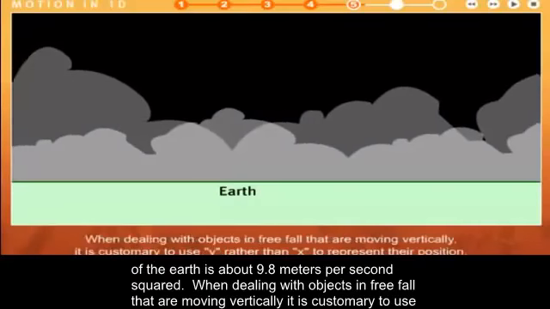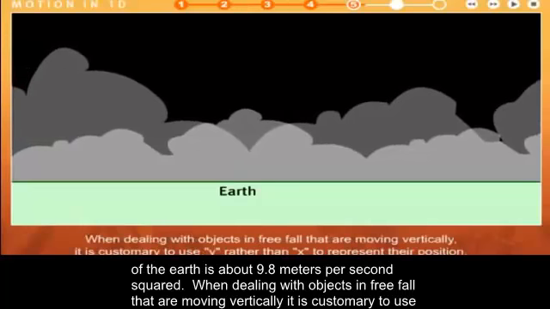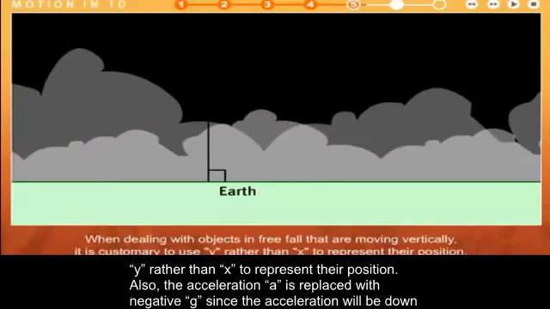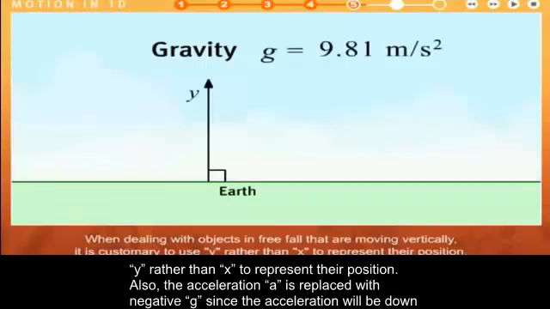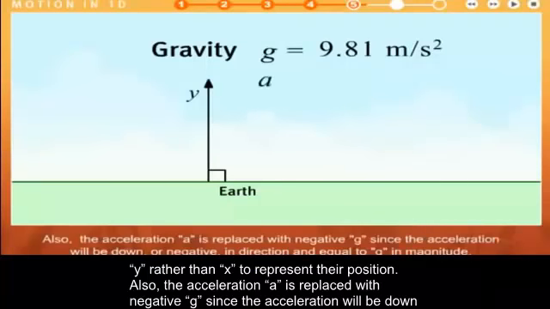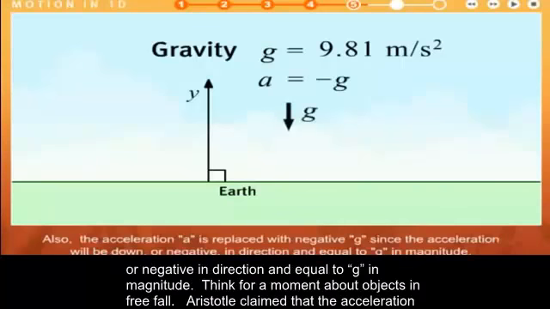When dealing with objects in free fall that are moving vertically, it is customary to use y rather than x to represent their position. Also, the acceleration a is replaced with negative g, since the acceleration will be down, or negative, in direction and equal to g in magnitude.